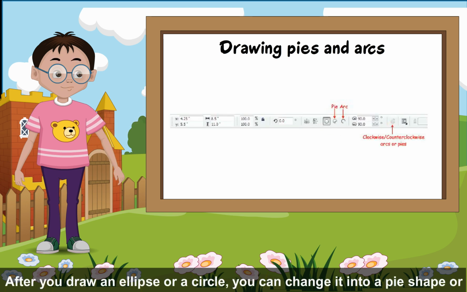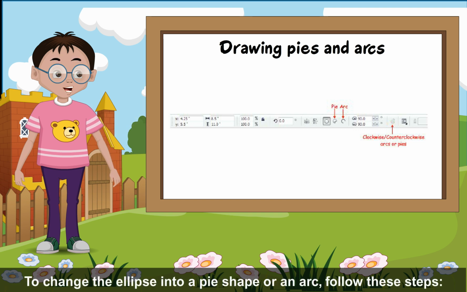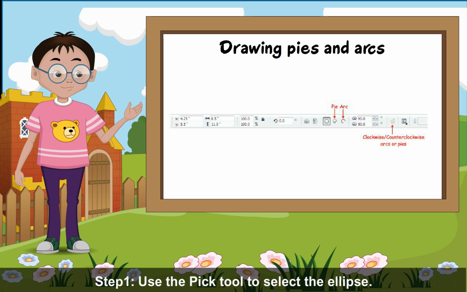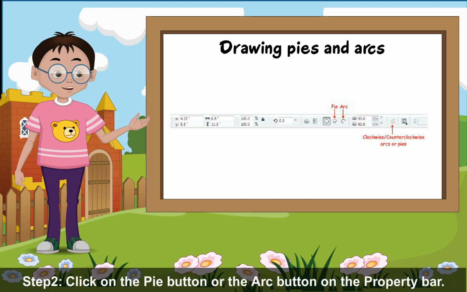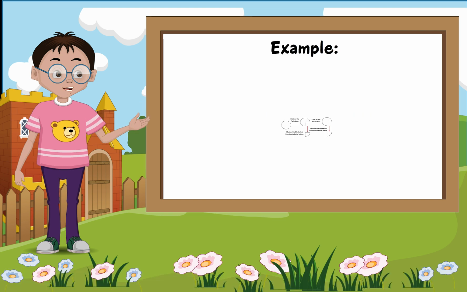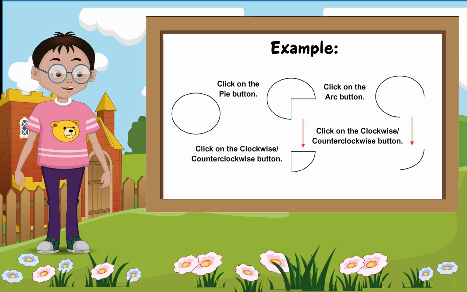Drawing pies and arcs. After you've drawn an ellipse or a circle, you can change it into a pie shape or an arc. To change the ellipse into a pie shape or an arc, follow these steps. Step 1. Use the pick tool to select the ellipse. Step 2. Click on the pie button or the arc button on the property bar. Then click on the clockwise or counterclockwise button.